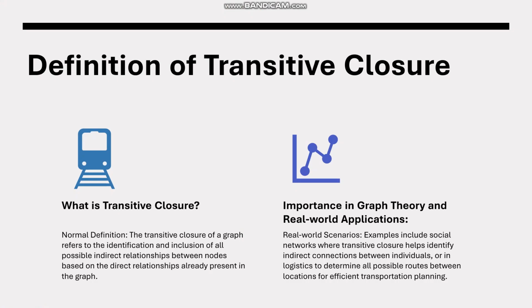Warshall solved it. Let's start by defining what transitive closure is. Transitive closure of a graph refers to the identification and inclusion of all possible indirect relationships between nodes based on the direct relationships we already have in our graph.